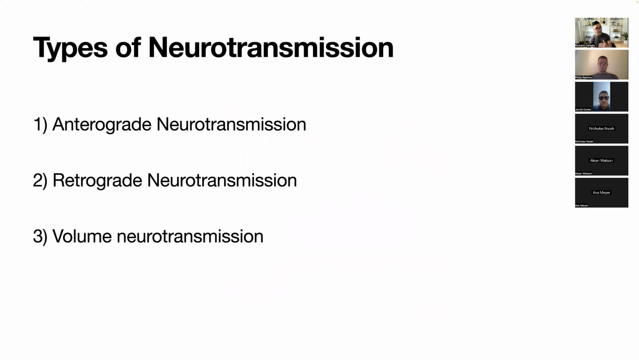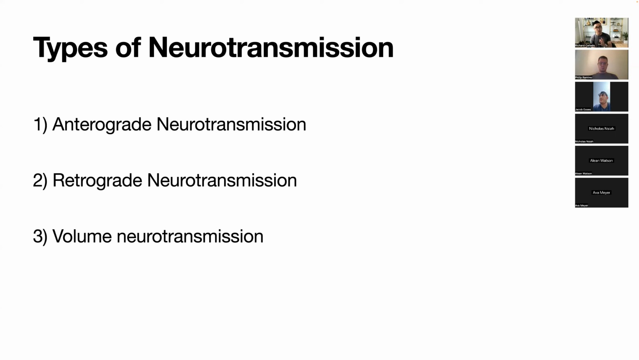Once again, anterograde is classical, from a presynaptic neuron to postsynaptic. Retrograde, postsynaptic to pre, communicates back. Volume transmission. We're really going to talk a lot about that today because we're going to be focusing on tuning the frontal lobe, especially with ADHD. So we're going to be increasing dopamine there.